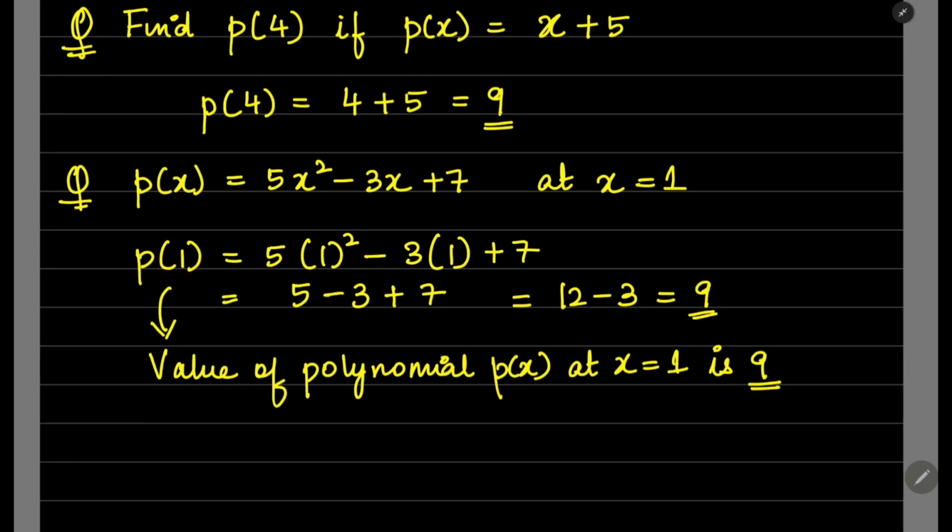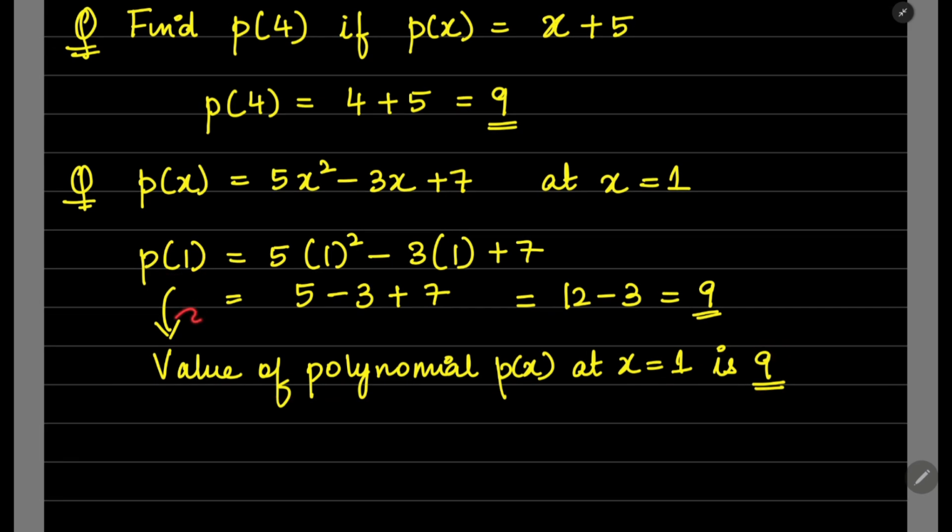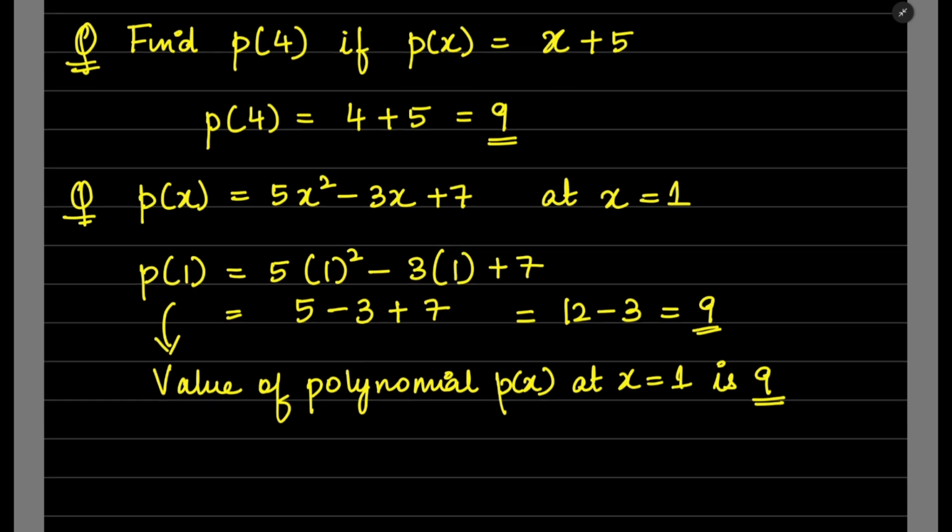The value of the polynomial will differ. If you have x equal to 2, the value will again differ. It will be a different value, right? Whatever x value you're substituting, suppose you're finding p of x at x equal to 2 or x equal to 3, automatically the value will change. Okay, let's do another question here.